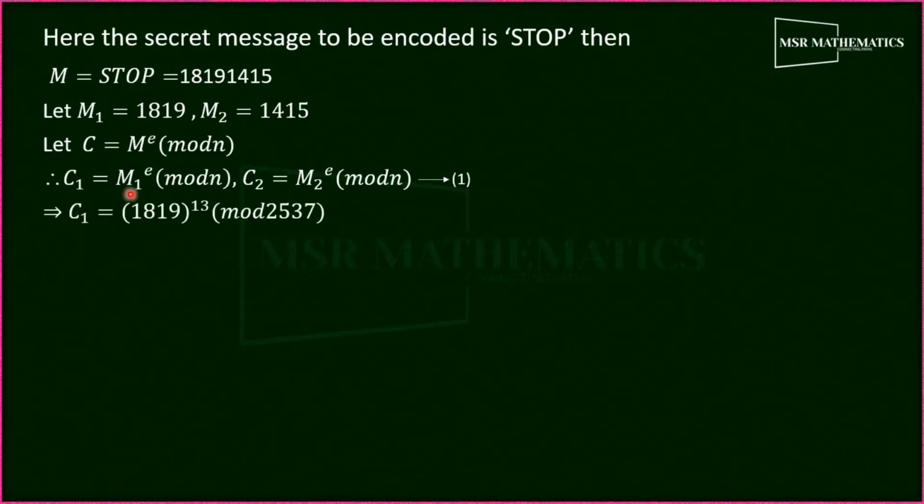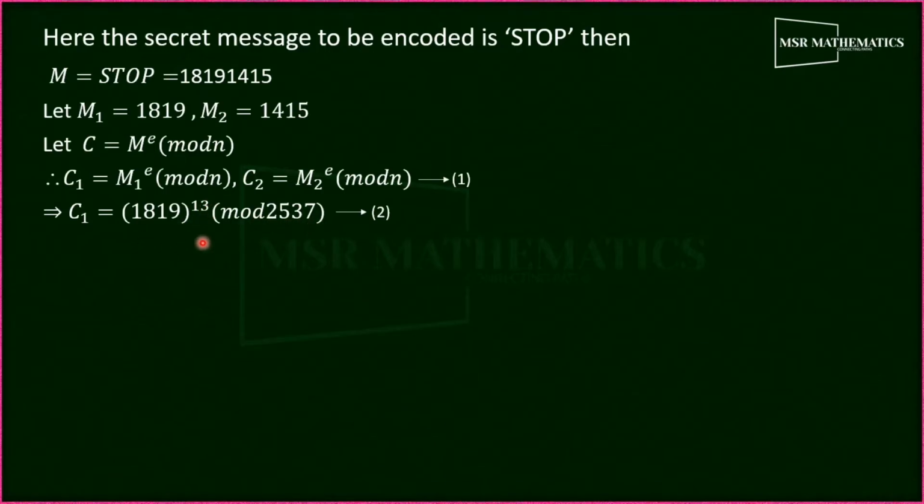So C1 is equal to M1, which is 1819, to the power of E, which is 13, under modulo N, which is 2537. We already found the value of N as 2537. So first we have to find the C1 value. Call this equation number 2. Here we have to find the remainder of 1819 to the power of 13 under modulo 2537.